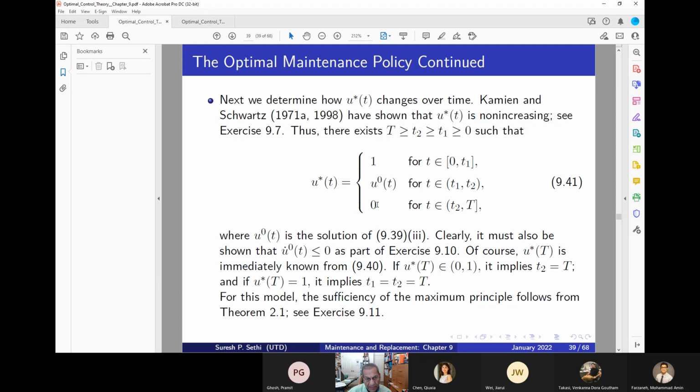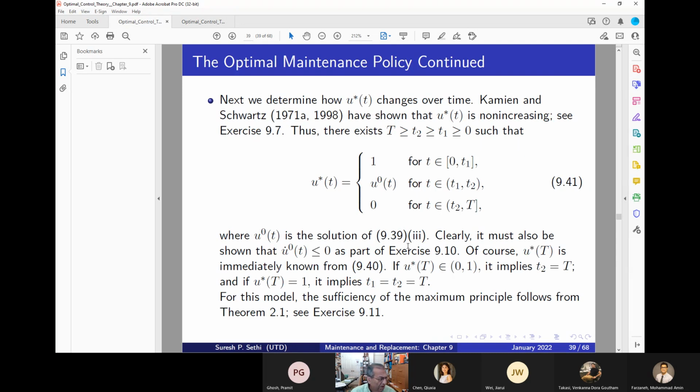So that is exercise 9.7 for you. Kamien and Schwartz has most of it anyway, but it's still an exercise, and there's a 9.10 exercise also there. So these two exercises give you, or there's even one more, or sufficiency follows from theorem 2.1. So that's done.